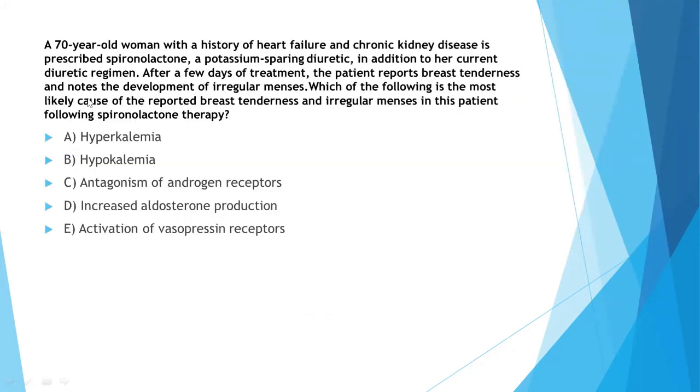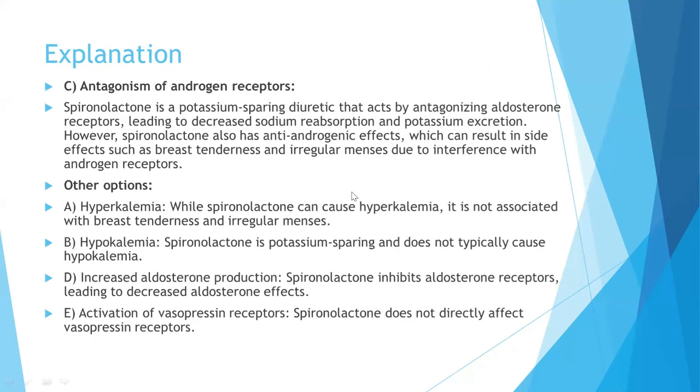Which of the following is the most likely cause of reported breast tenderness and irregular menses in this patient following spironolactone therapy? Hyperkalemia, hypokalemia, antagonism of androgen receptors, increased aldosterone production, or activation of vasopressin receptors. Spironolactone is a potassium-sparing diuretic that acts by antagonizing the aldosterone receptors, leading to decreased sodium reabsorption and potassium retention. However, spironolactone also has anti-androgenic effects, which can result in side effects such as breast tenderness and irregular menses due to interference with androgen receptors.